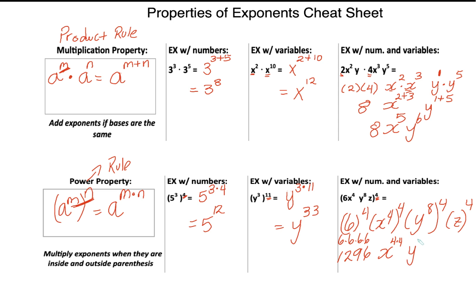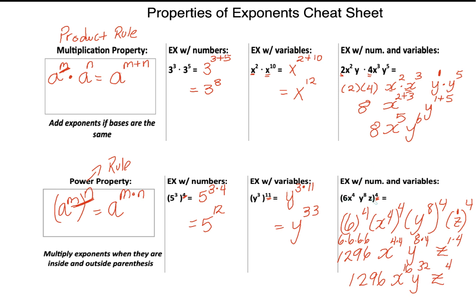Same thing for the y. I'm going to keep my base and I'm going to multiply 8 times 4. And then for the z, remember there's an invisible 1 there, and that will be 1 times 4. So my answer is 1,296, x to the 16, 4 times 4 is 16, y to the 32, 8 times 4 is 32, and z to the 4, 1 times 4 is 4.